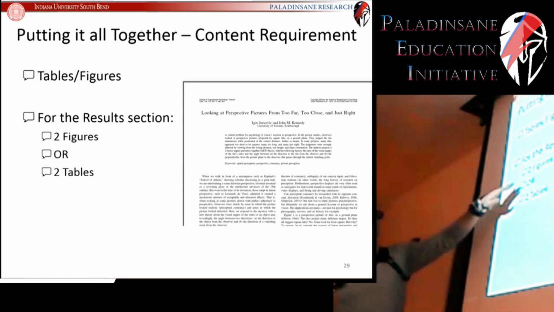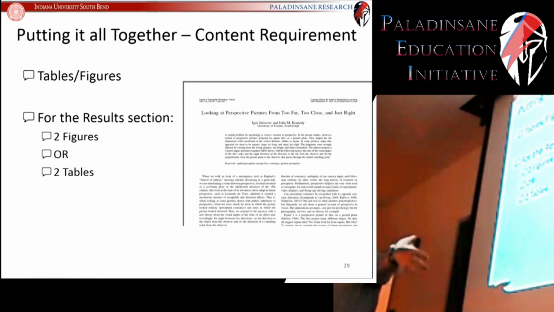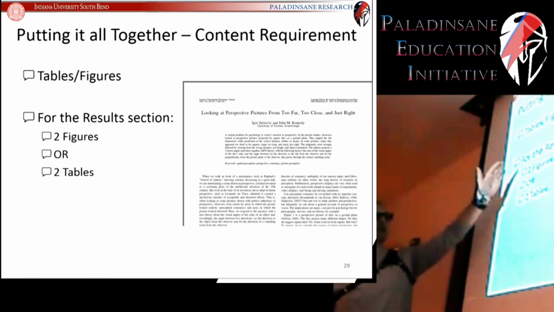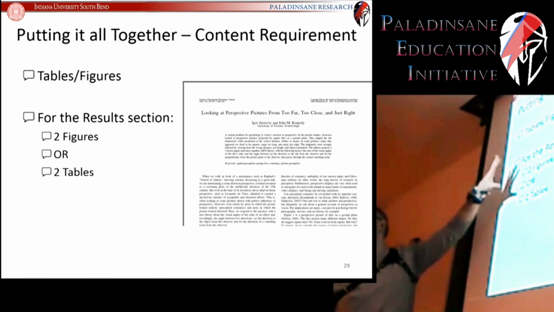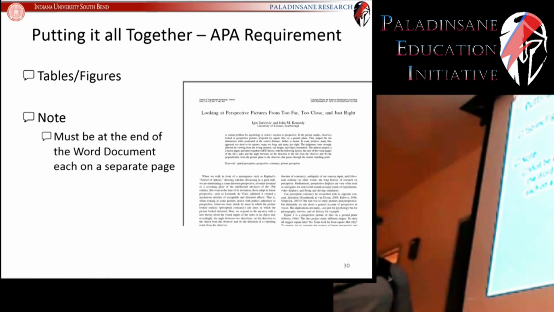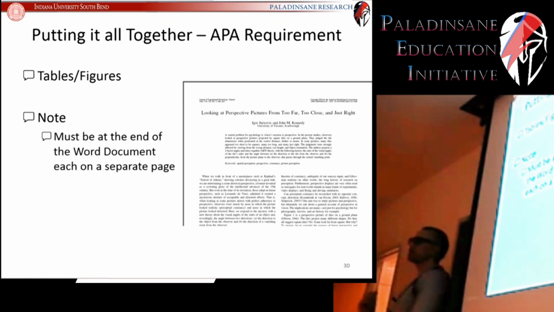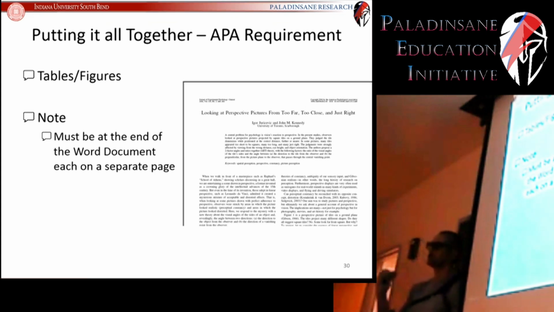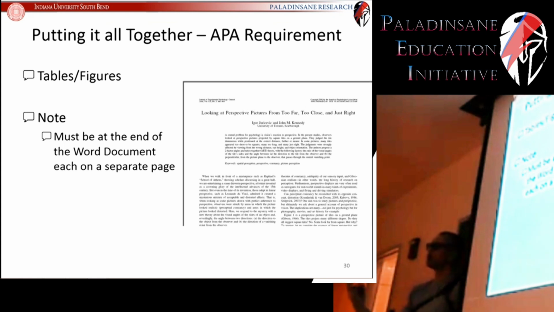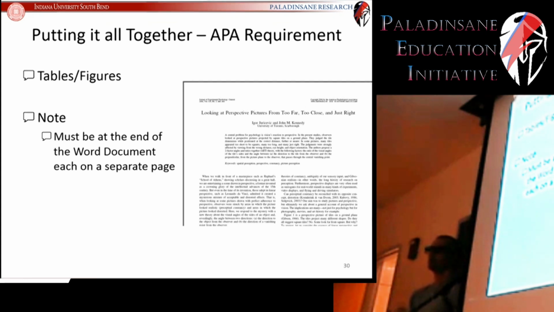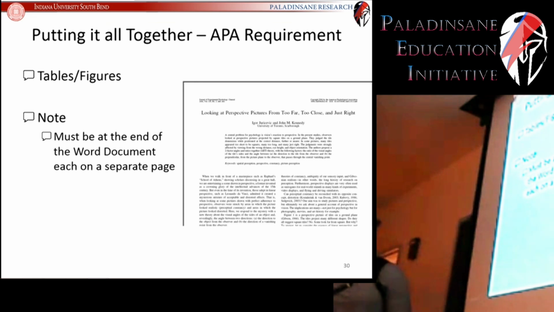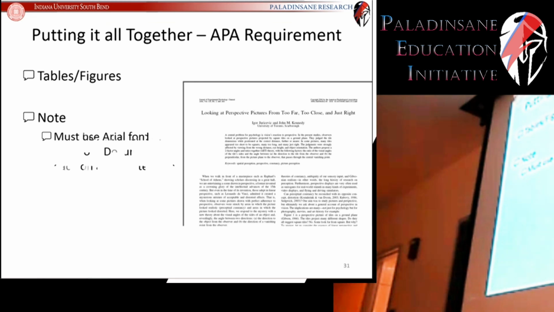So it's either going to be a figure or a table. That's depending completely upon you, whatever your preference is. But those are going to be the final 2 things in your research paper, so they'll be at the end of the Word document. They each get a separate page. So if you're doing 2 figures, figure 1 is on one page, figure 2 is all alone on that second page. If you're doing 2 tables, table 1 is on the first page, table 2 is all alone on that second page. So that's the first thing.